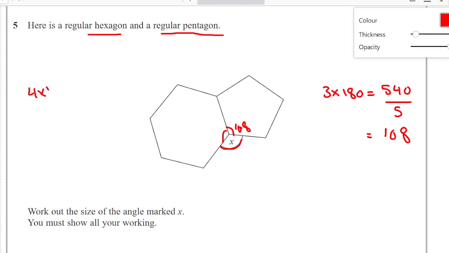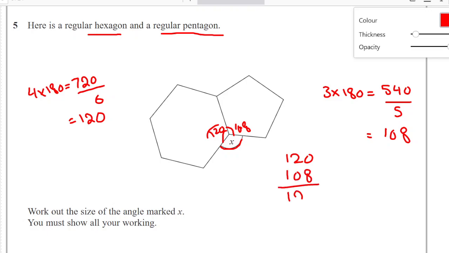So 4 times 180 equals 720, and divided by 6, that gives us 120. So this angle is 120. Now we're going to add these two angles, 120 and 108, that gives us 228.